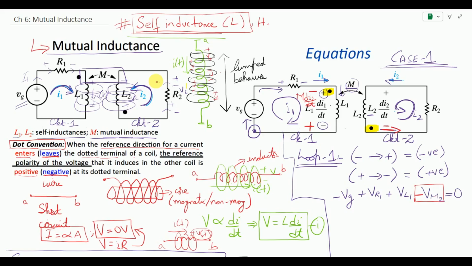So if we complete this equation, what is the equation going to be? It is going to be minus Vg plus I1 R1, and what is the voltage across the inductor? It is L1, the rate of change of the first current inside L1, minus the voltage with regards to the magnetic coupling. So it is going to be M, and the effect is coming from the second loop, which is I2 d2 equals 0. This is the equation which I got for my first loop. Again, the important point is how to use dot convention to figure out the sign of M.